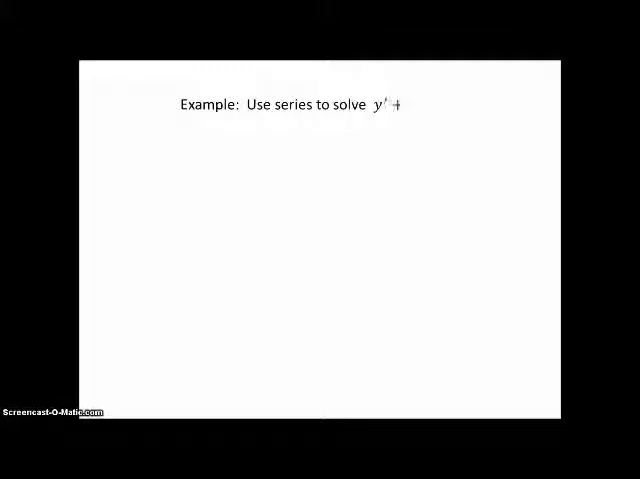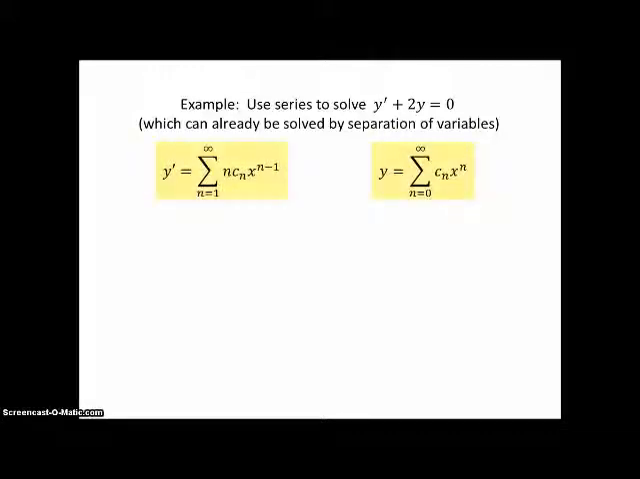Here's an example. Use series to solve y prime plus 2y equals 0, which we can actually already solve by separation of variables, but I just want to show you an easy one first. Alright, so there's my series for y prime and my series for y. And so I'm going to take the series for y prime and add 2 times the series for y, and that's going to equal 0.